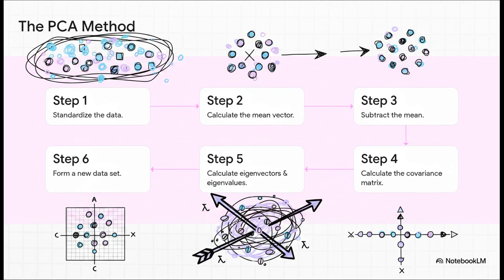The method kicks off by putting all the evidence on the same scale, then it finds the center of it all. From there, a series of really clever mathematical steps figures out the main directions of the data and rebuilds it along these new, much more informative lines. The end result? A cleaner, simpler data set.